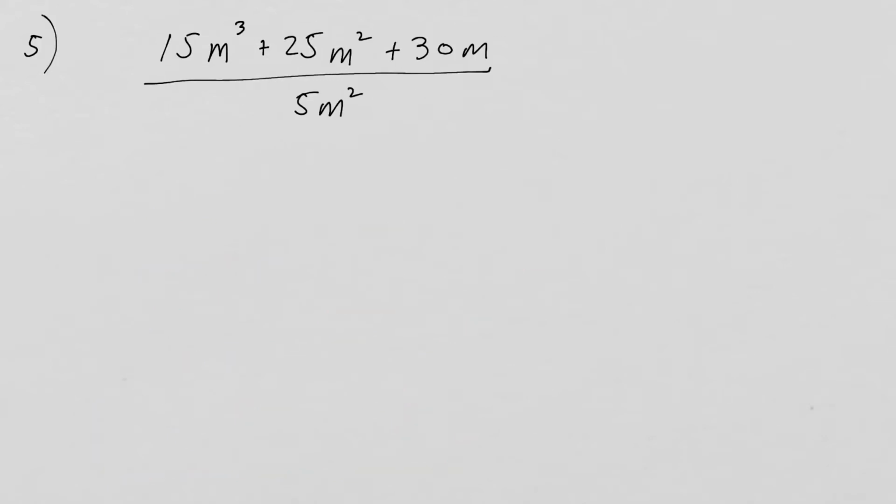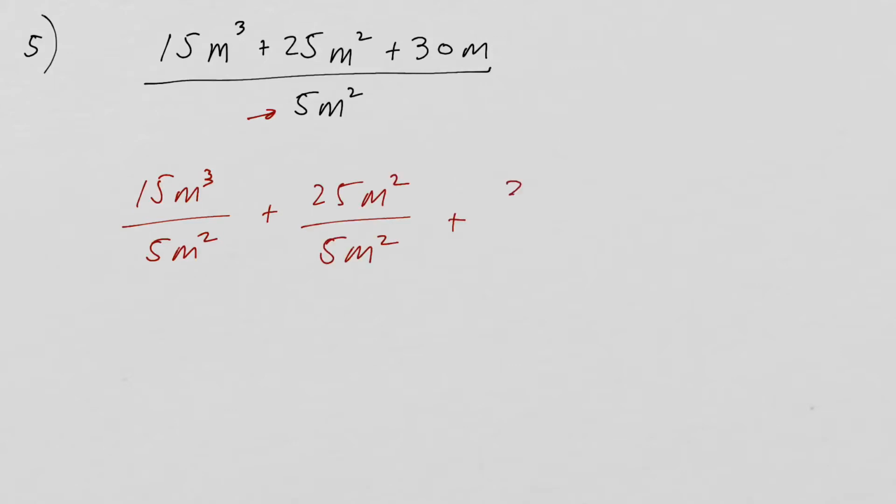Okay, again, we're dividing by a single monomial, so I can write this as three separate fractions. And I can cancel these fractions separately. 5 goes into 15 three times. M squared cancels with two of those. These M squareds cancel. 5 goes into 25 5 times. 5 goes into 30 6 times. One of these m's cancels with one of those.